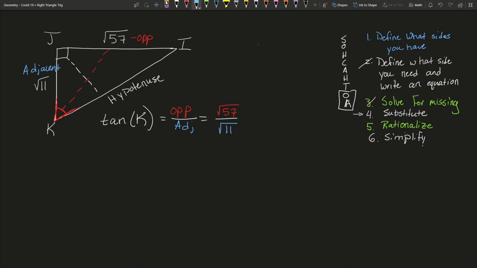Okay. So everything up until this point was super, super easy. Substitution, we didn't need to solve for any missing sides. Now we just need to rationalize. So in order to rationalize, we can't have a square root in the denominator. So we have to multiply by that square root in the numerator and the denominator. So we'd multiply by root 11 over root 11. And when we do that, 57 times 11, that's 627.